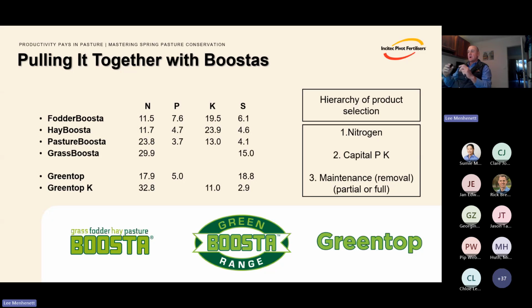And if we do, we'd go with a higher P and K type product. And then we look at what we're pulling off that paddock as far as removal, and work out a strategy. Is it partial or full replacement of that nutrient? And that will come up with the suitable product that then matches the product hierarchy decision tree.